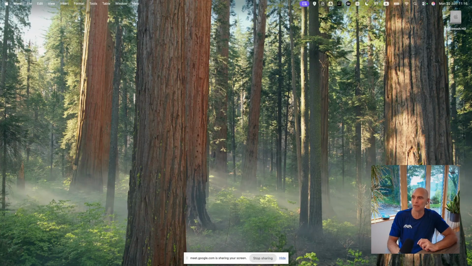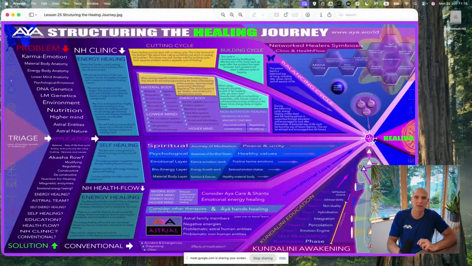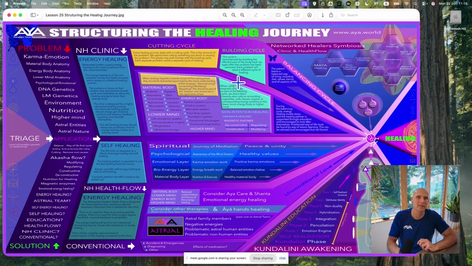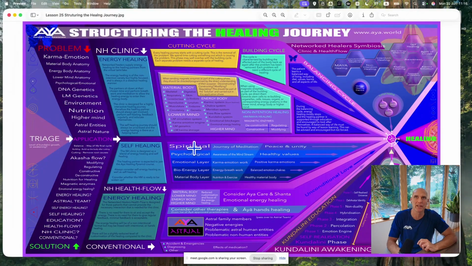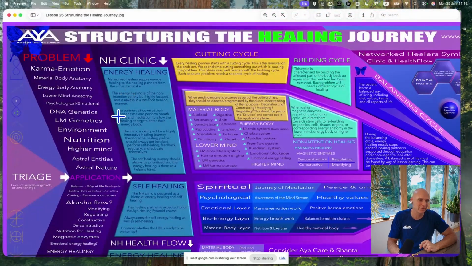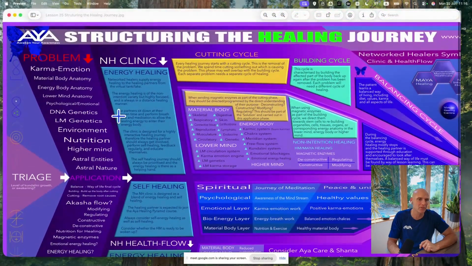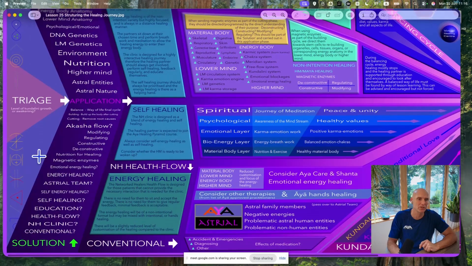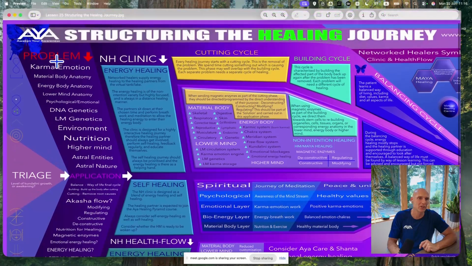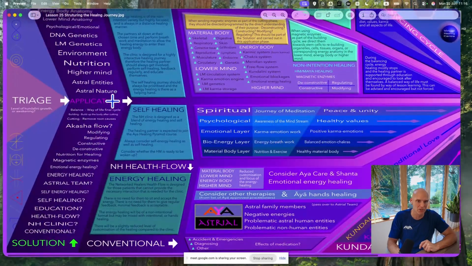Before you fill out the form, you can remind yourself of this diagram, because we went through it in the lesson Structuring the Healing Journey. You can go back to that diagram just to give yourself an overview. I'm not going to go through it in detail now, but hopefully you remember it. Actually, I should have started at triage, on the left. Then you've got a problem, a list of what the problems could be, and then a list of solutions.